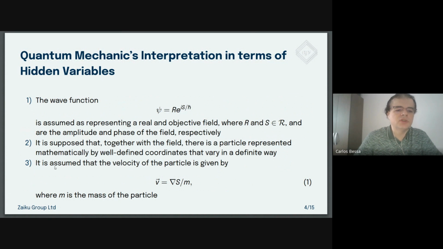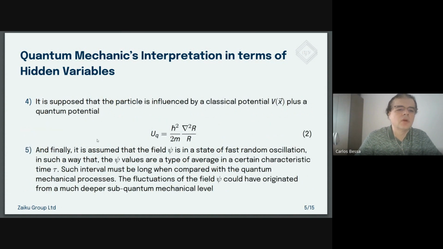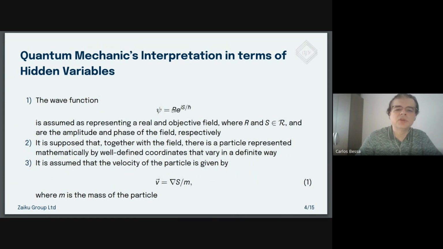The third point is it is assumed that the velocity of the particle is given by an expression like that, where m is the mass of the particle, and S is given by the field psi. It's supposed that the particle is influenced by a classical potential, like in the usual quantum mechanics, V. For instance, this potential could be like a Coulomb potential. But in addition to this potential, there exists another potential that's called the quantum potential, given in terms of this expression here, in terms of the R present in the field psi.